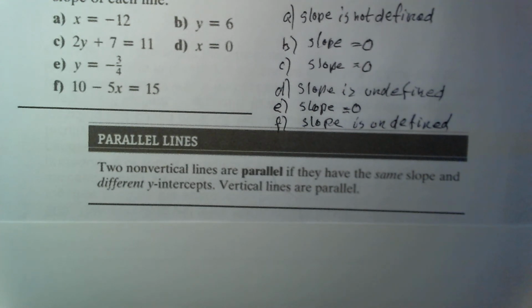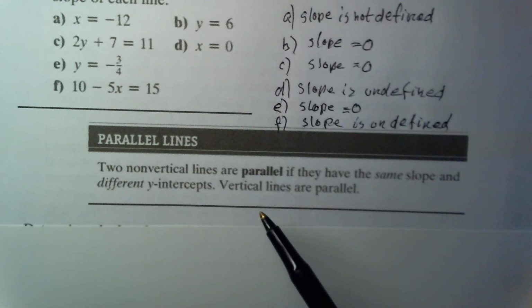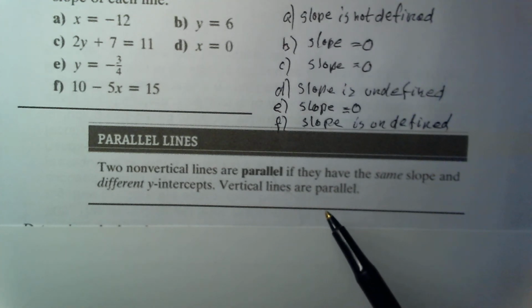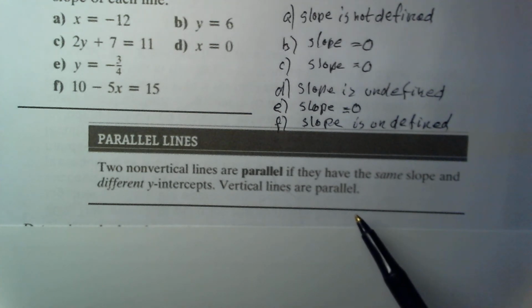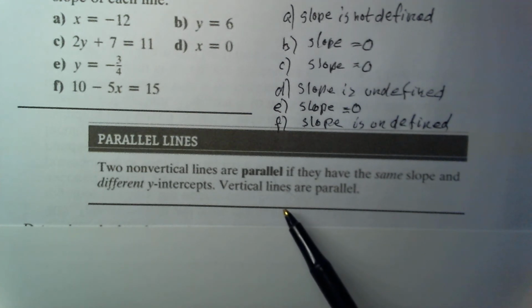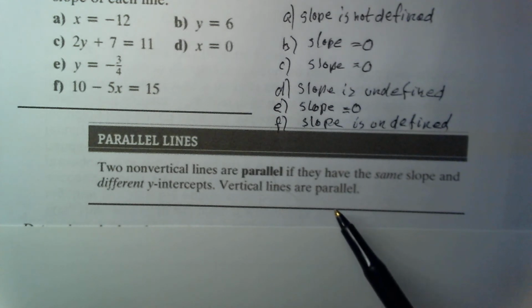Next, we talk about lines that are parallel. And so here the definition is that two non-vertical lines are parallel if they have the same slope and different y-intercepts. And then by definition, vertical lines are parallel. Here we cannot really talk about the slope of two vertical lines because remember the slope of vertical lines is undefined.